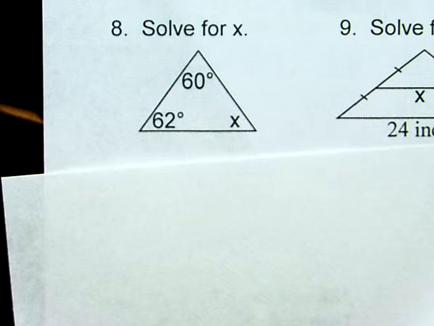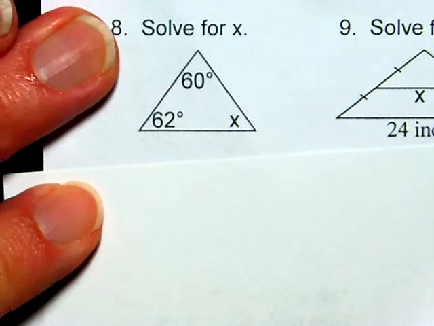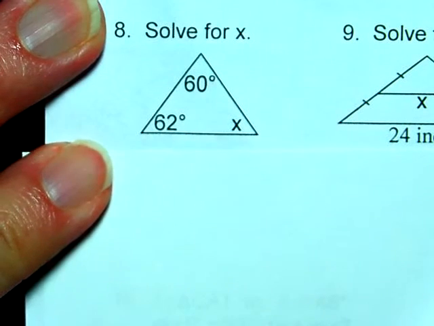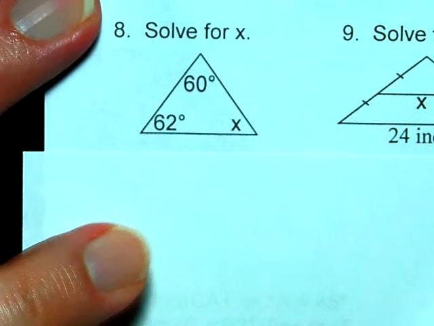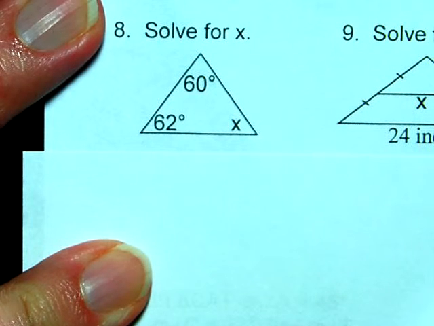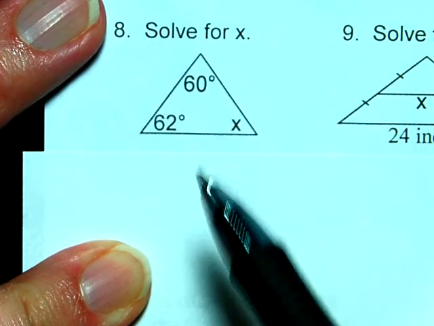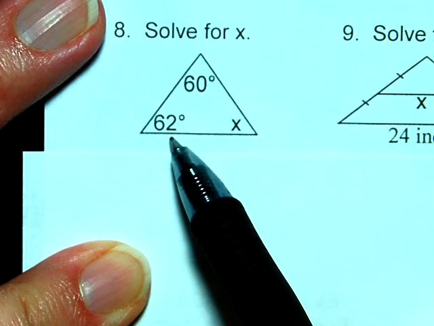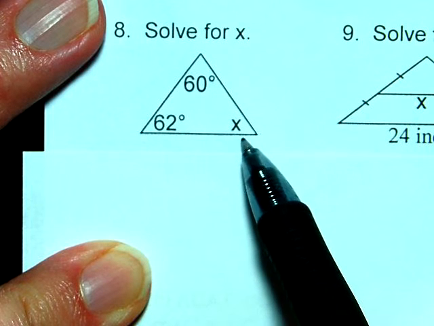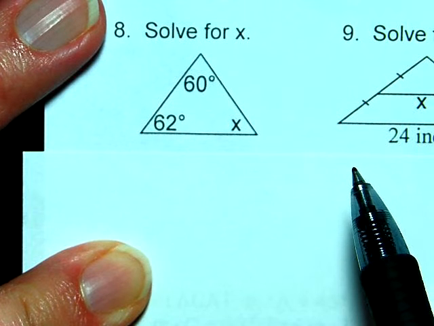So now let's go ahead and try to figure out how we can apply some of the facts that we've learned earlier in this lesson toward solving problems. Number 8 is a problem with a triangle. It says solve for x. We're given that one of its angles measures 60 degrees and one measures 62 degrees, and the third is x, which we have to solve for.